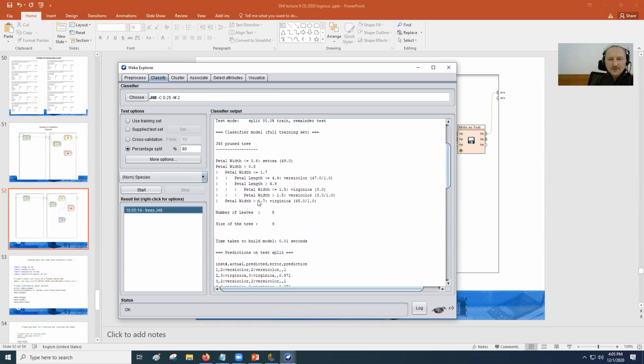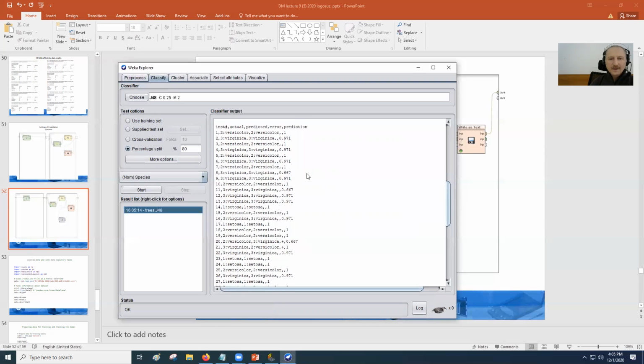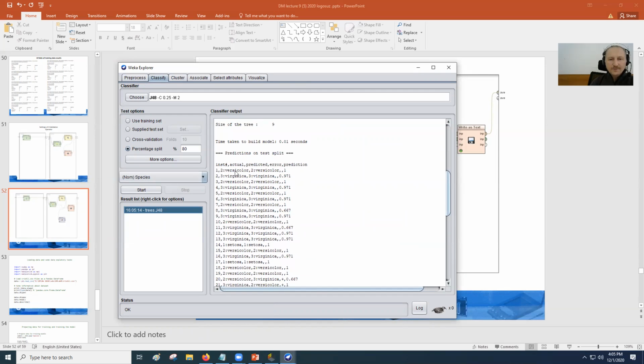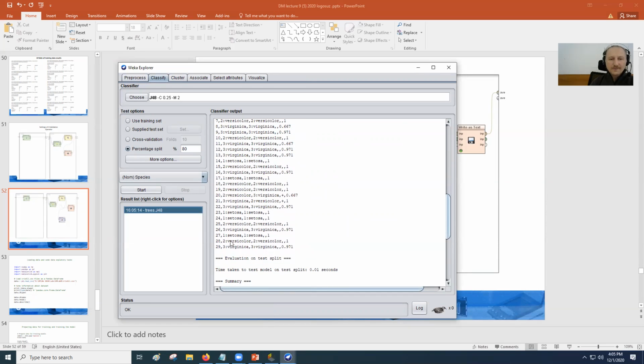Our decision tree looks like this. Here are the results. For example, the first one in the test data was versicolor, and the prediction was also versicolor. The actual one was versicolor, predicted also versicolor. And then 29 of them, because we said only 20% of the dataset is chosen randomly and used for testing. If you want to make 10-fold cross-validation, you should use this option.